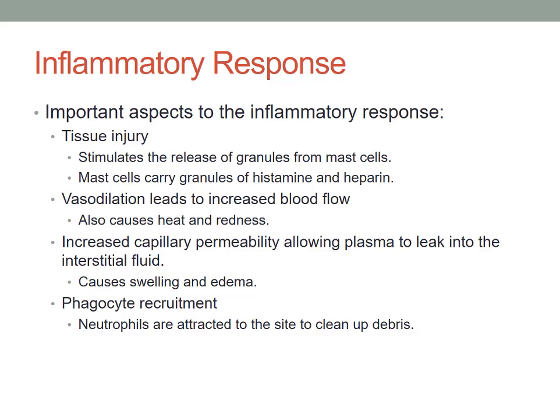Listed here are some important aspects of the inflammatory response. Number one is tissue injury. Tissue injury stimulates the release of granules from mast cells. Mast cells carry granules of histamine and heparin.